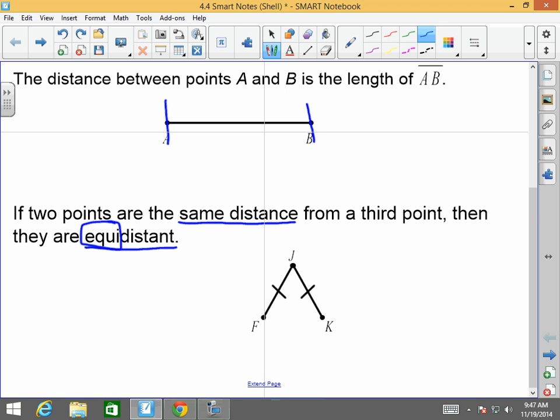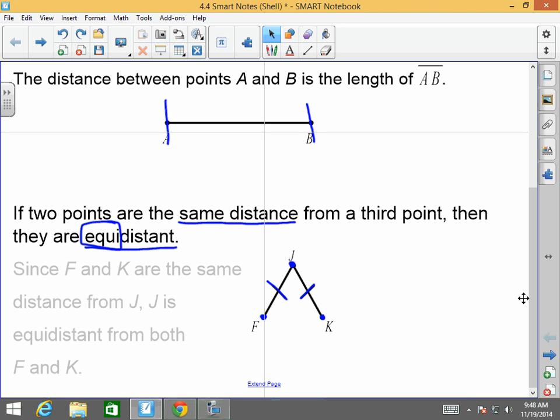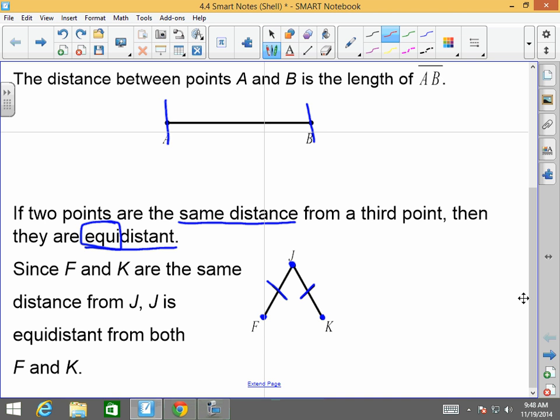So in this particular case, I have J, I have F, and I have K. As you can clearly see, I have labeled with tick marks that JF is congruent to JK. So that means that J is the same distance from F as it is from K. So J is equidistant to F and K. Since F and K are the same distance from J, J is that third point, J is equidistant from both F and K.